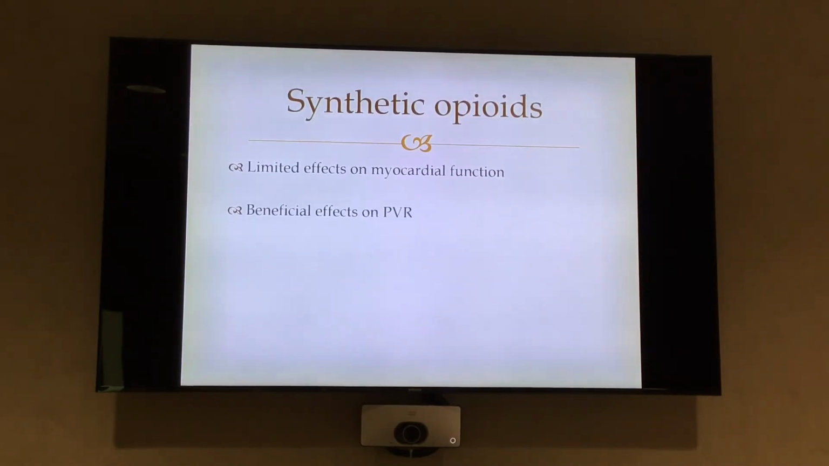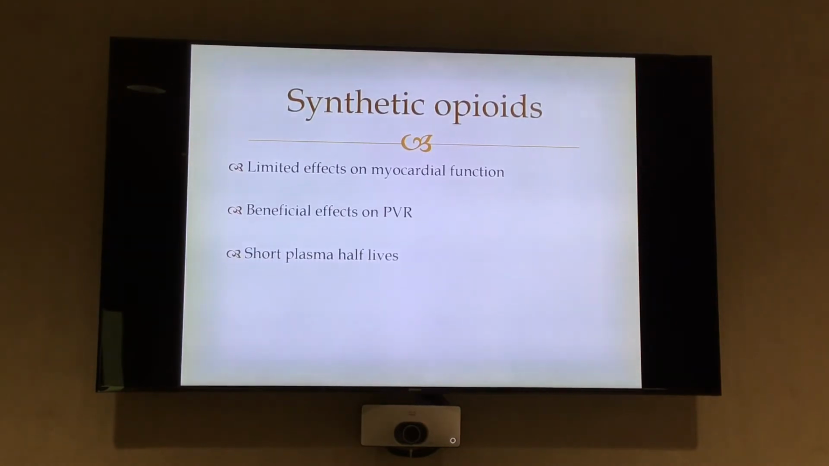They also have beneficial effects on pulmonary vascular resistance. So some kids we were worried about pulmonary hypertension, like these NICU grads that we get who are trach patients. These are great medicines because they dilate the pulmonary vessels, so they have better oxygenation.